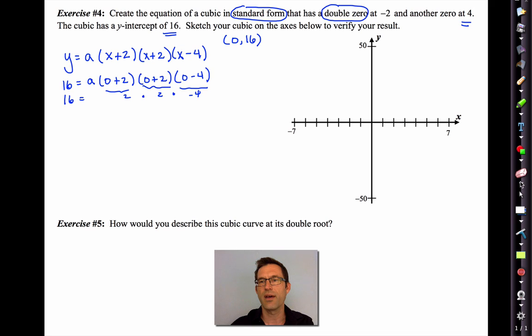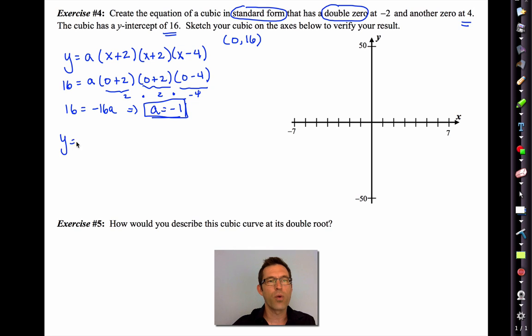So we'll actually have 16 equals -16 times a. So that means a is -1. Right? A is -1. So now we're almost at a point where we can multiply it all out.